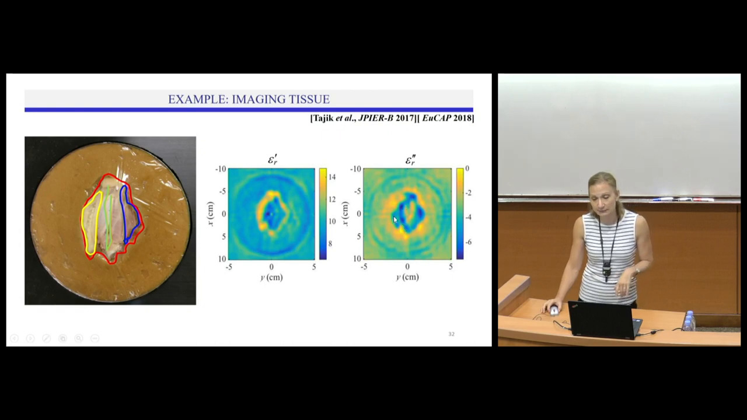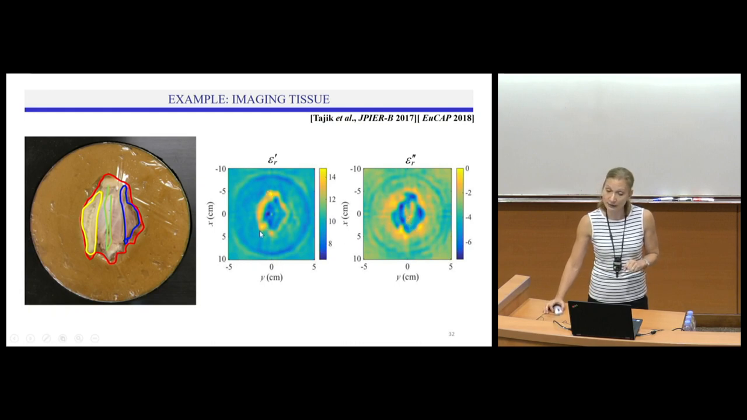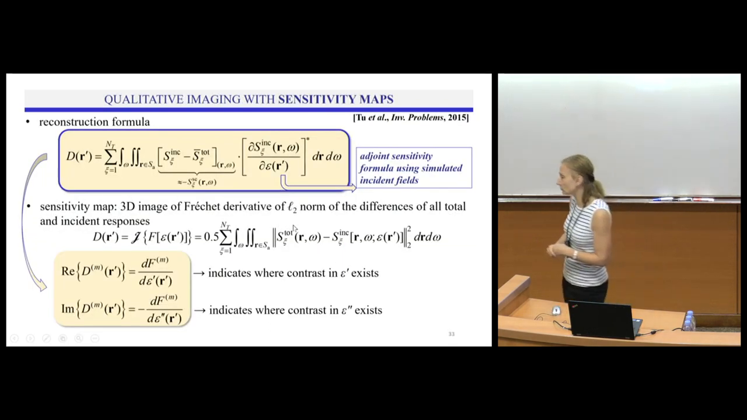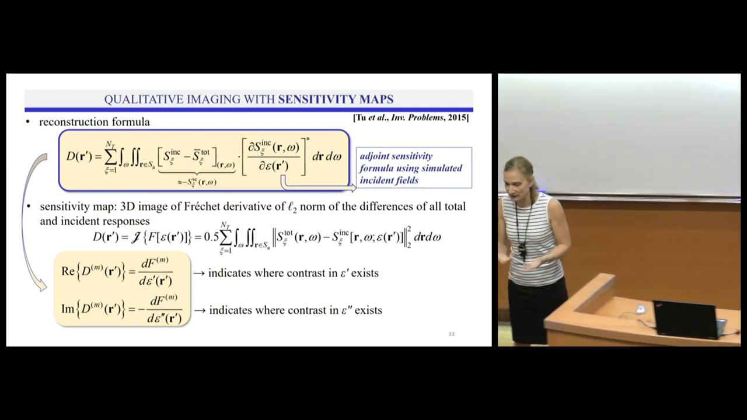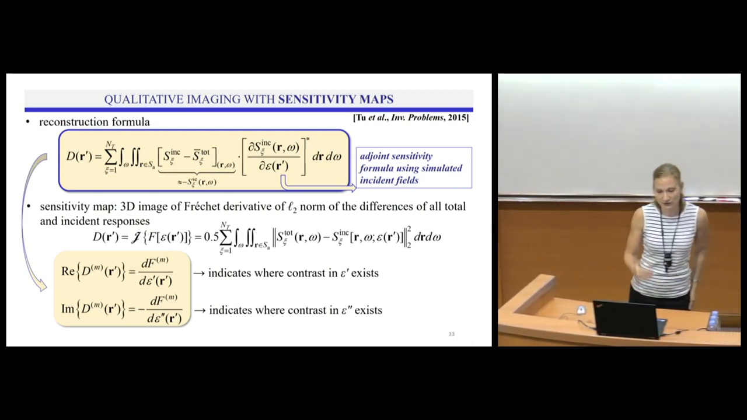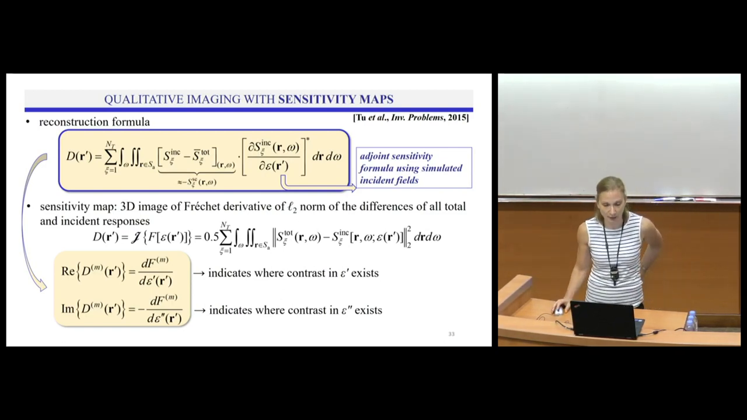You can also see better in the imaginary part, where there is loss, the bones inside the structure. But the real part shows better the skin and the muscle. So despite the fact that you're violating the Born approximation with those objects, you can still obtain meaningful images that could be improved further on.